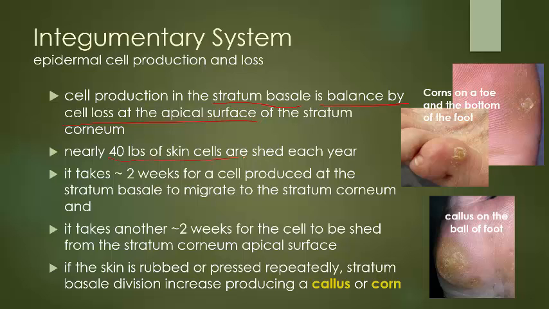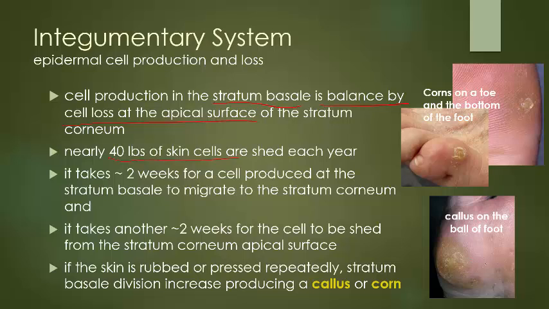Nearly 40 pounds of skin cells are shed by a person each year. It takes about 2 weeks for a cell to migrate from the stratum basale up to the stratum corneum. Then it's about another 2 weeks or so for that cell to be shed from the stratum corneum there at the apical surface. And anywhere that we press or rub the skin repeatedly, the stratum basale responds to that. It notices that extra pressure, and it increases production down at the bottom. And so that causes the development of calluses.